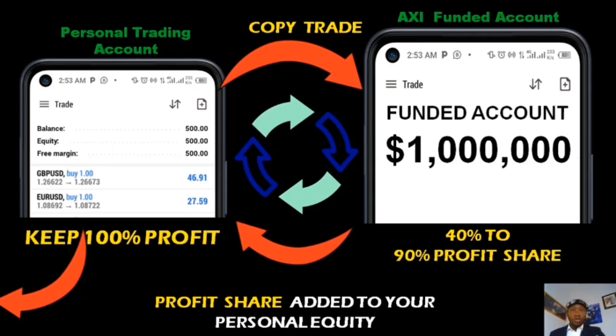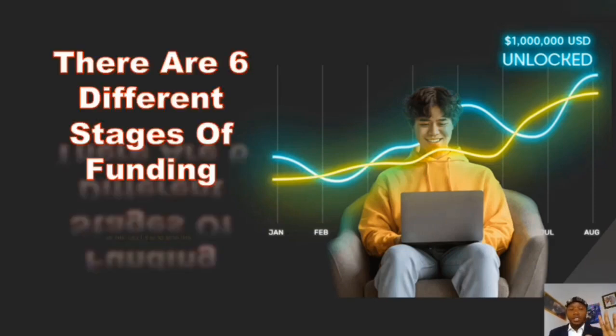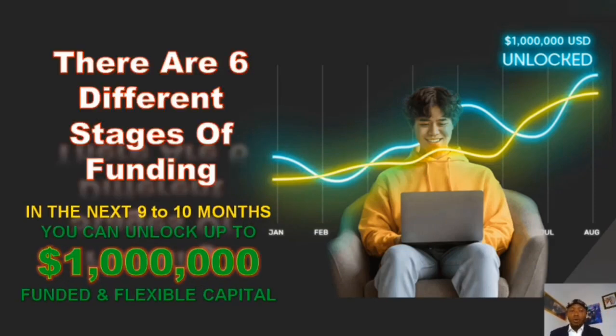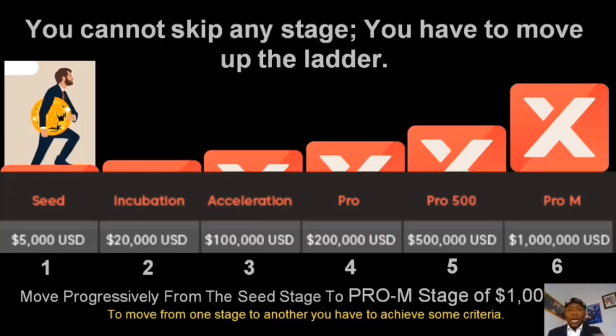But if you withdraw it to your own crypto account, the next thing is to continue to trade on your personal account, and the trade continues to replicate on your funded account. And the process continues. You keep cashing out from the financial markets. There are 6 unique stages, and within the next 9 to 10 months, you can unlock up to a $1 million funded account, flexible capital. You cannot skip any of these stages.